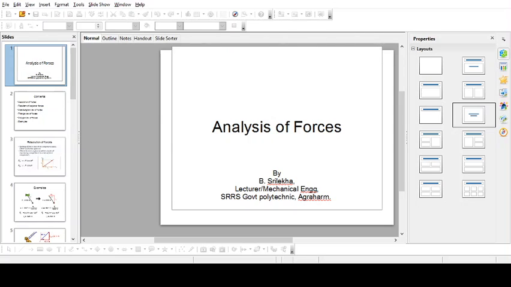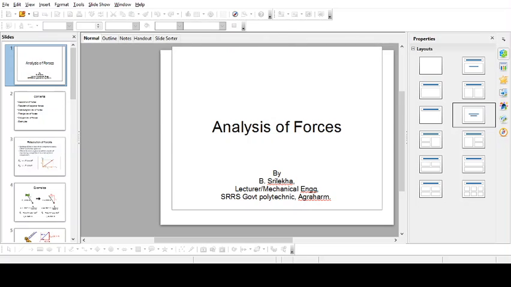Next, triangle law of forces. The triangle law of forces states that if two coplanar forces acting simultaneously on a particle are represented by two sides of a triangle taken in order, then their resultant is represented in magnitude and direction by the third side taken in opposite order.